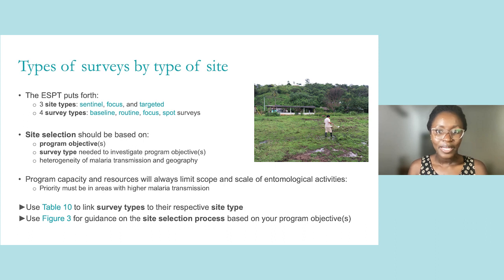First, let's start by looking at how survey types and site types relate to each other. As mentioned, the ESPT identifies 3 different site types and 4 survey types. Site selection for entomological surveillance activities is based on 3 key considerations. First, you should always select your sites based on your priority program question or questions. Second, your site type depends on what survey type is needed to address your question.